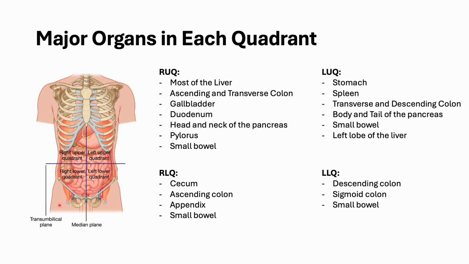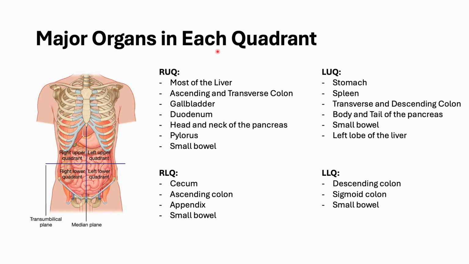Then you have the right lower quadrant over here, and you'll have some of the ascending colon. You'll have the appendix and the cecum, and then the small bowel. And lastly, the left lower quadrant: you'll have the descending colon, so again ascending, transverse, and now the descending colon, the sigmoid colon, and some of the small bowel.